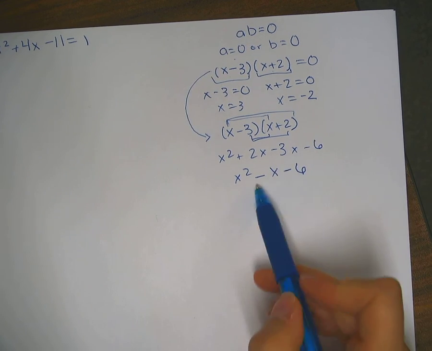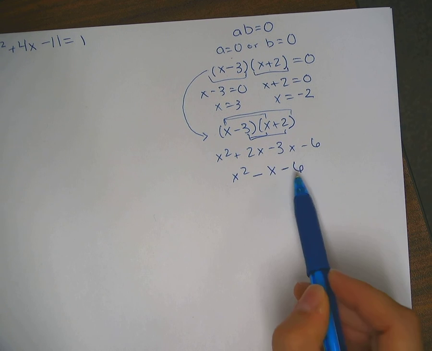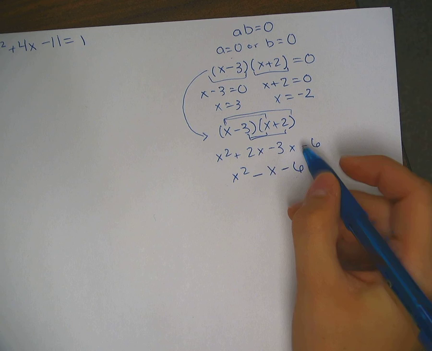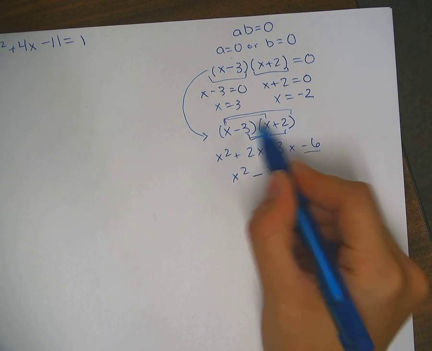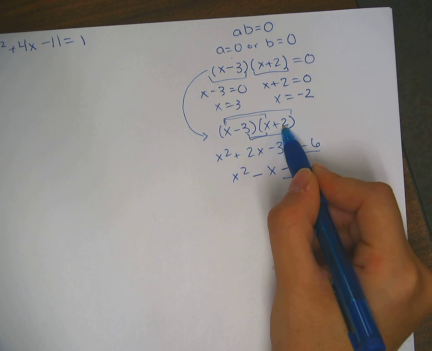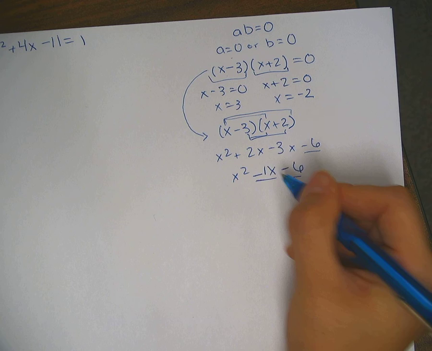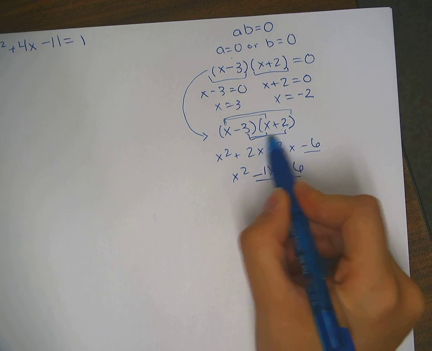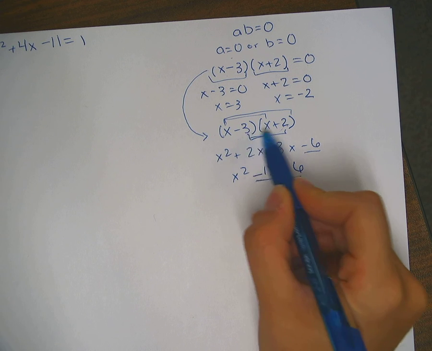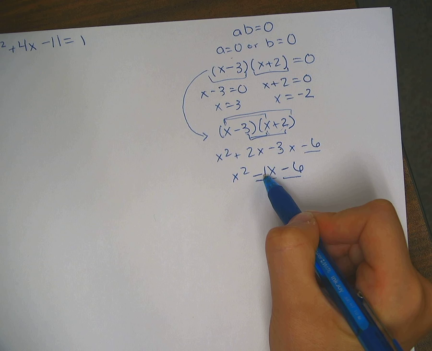So to think about how we go from here back to this factored form, we just think about where each of these numbers came from. The minus 6, notice, was when I multiplied those last two, the constant terms, in other words, negative 3 times 2. And this negative x in the middle, or you can think of it as negative 1x, came from adding up the 2 multiplied by this x and the negative 3 multiplied by this x. So it's basically these two numbers added together.